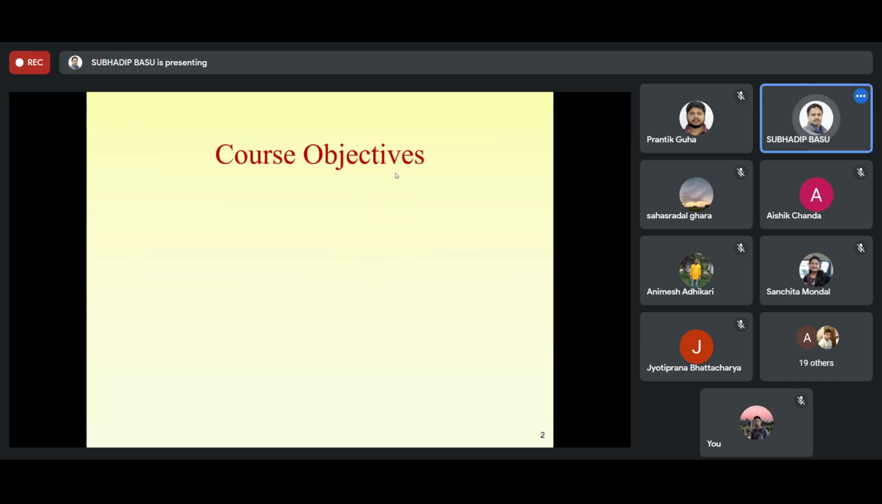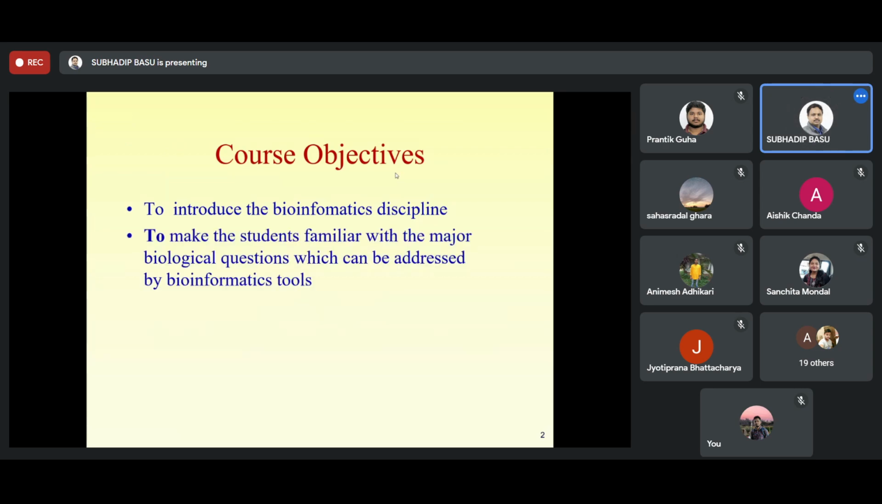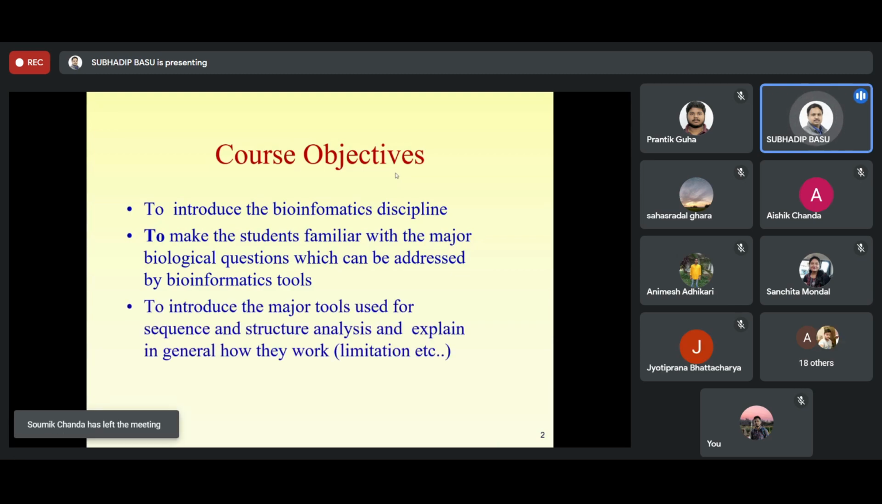Okay, so with this, let us see the course objective. We'll see what is bioinformatics. I have already talked a lot about it. What is the bioinformatics discipline? And the objective of this subject is to make students familiar with the biological questions that can be addressed by bioinformatics tools, and not just familiar with the major biological questions to be addressed by bioinformatics tools. We also take it very seriously how you can contribute yourself in developing a specific tool.